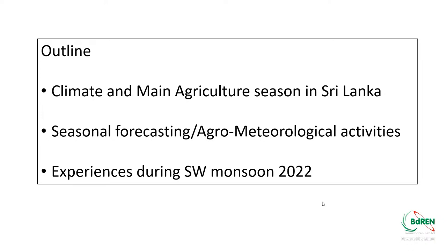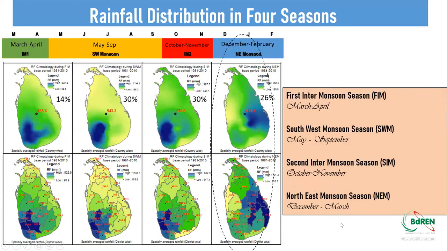2022. In Sri Lanka we have four main rainy seasons, so our agricultural seasons are based on the rainfall pattern. The significant rainy season for agriculture is October, November, because it contributes around 30% of annual rainfall during those 2 months. Even though the southwest monsoon contributes the same amount of rainfall, it lasts around 5 months. This rainfall is widespread, especially because our dry zone is mainly engaged in agriculture, especially rice and other crops, so this October-November season is very important for them.